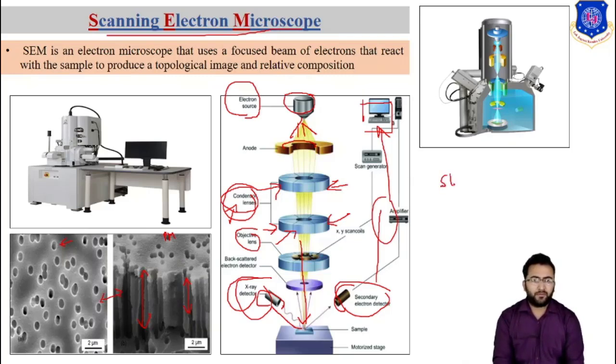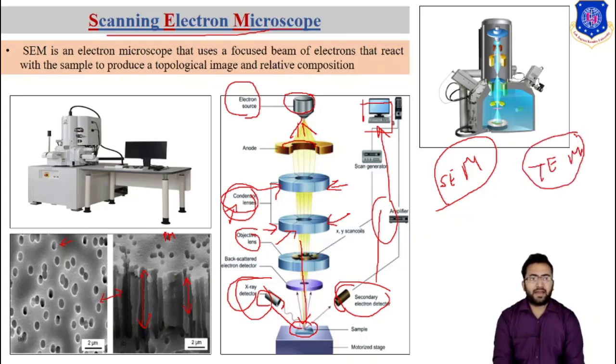In SEM, we are just going to scan the surface of the object or sample, whereas in TEM we are going to scan the entire sample. So in TEM, the electron is passed through the sample.